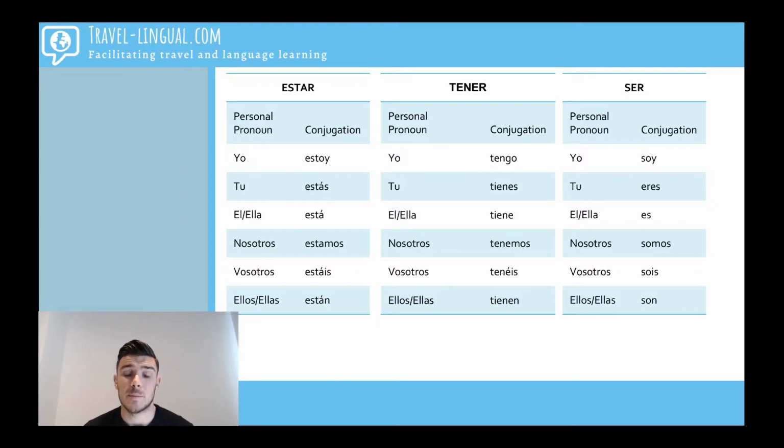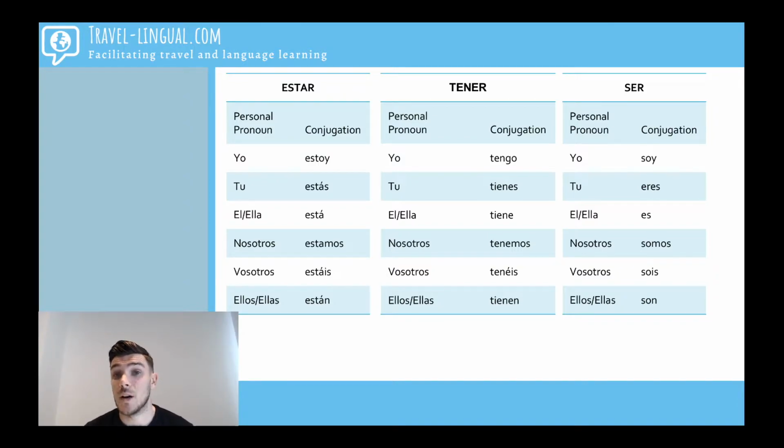When conjugated, this becomes estoy, estás, está, estamos, estáis, están. Now the personal pronouns here just refer to who it is. So yo means I, tú means you, él or ella means he or she, nosotros, we, vosotros, you plural or you all, and ellos or ellas, ellos being they masculine, ellas being feminine, okay? Estoy, estás, está, estamos, estáis, están.